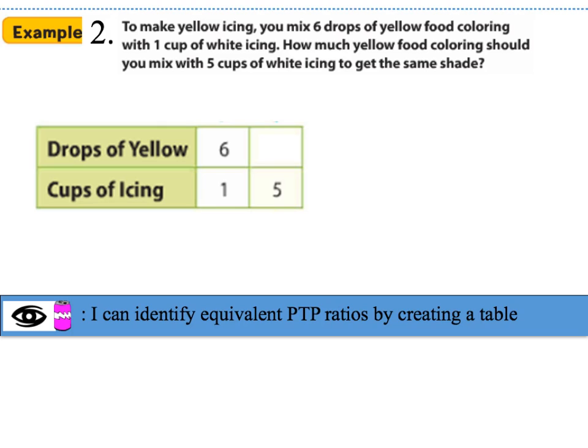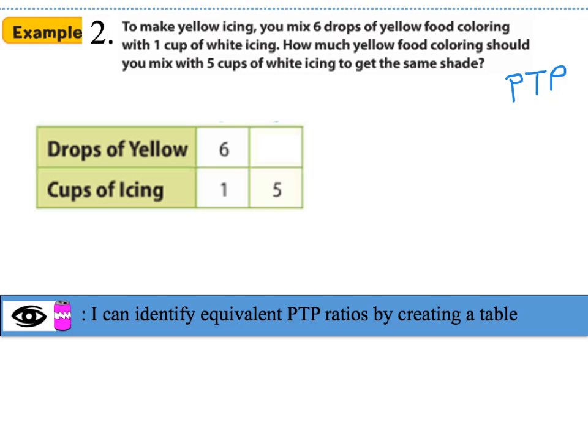So for example 2, the problem says to make yellow icing, you would mix 6 drops of yellow food coloring with 1 cup of white icing. Take note, those are 2 different items, so we know that this is a part to part, because yellow food coloring and a cup of icing are 2 separate things. They want to know how much yellow food coloring you should mix with 5 cups of white icing to get the same shade. Because if you don't put the same amount of yellow food coloring with the same amount of icing, then you won't get the same exact color.